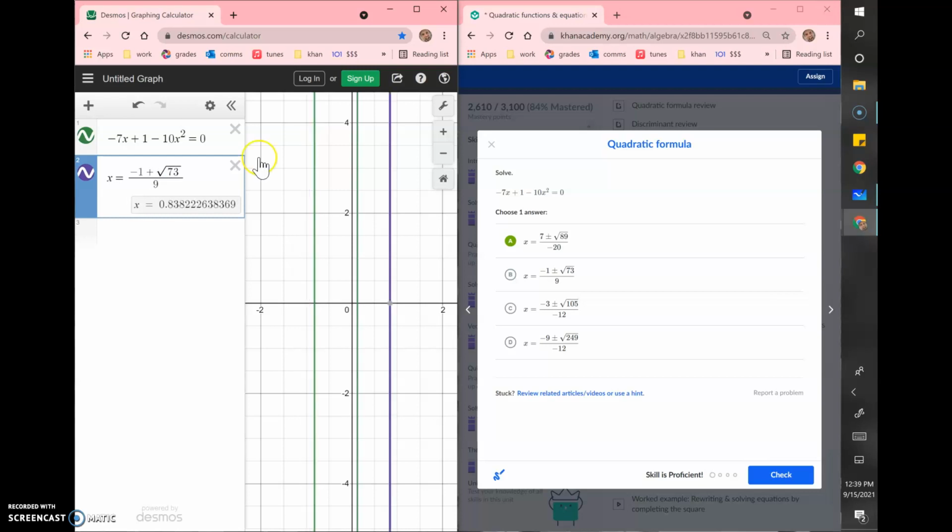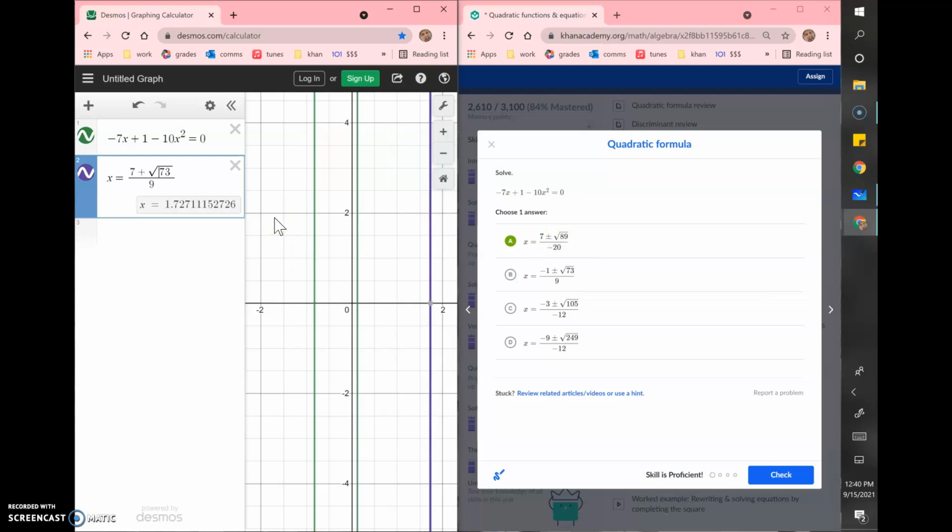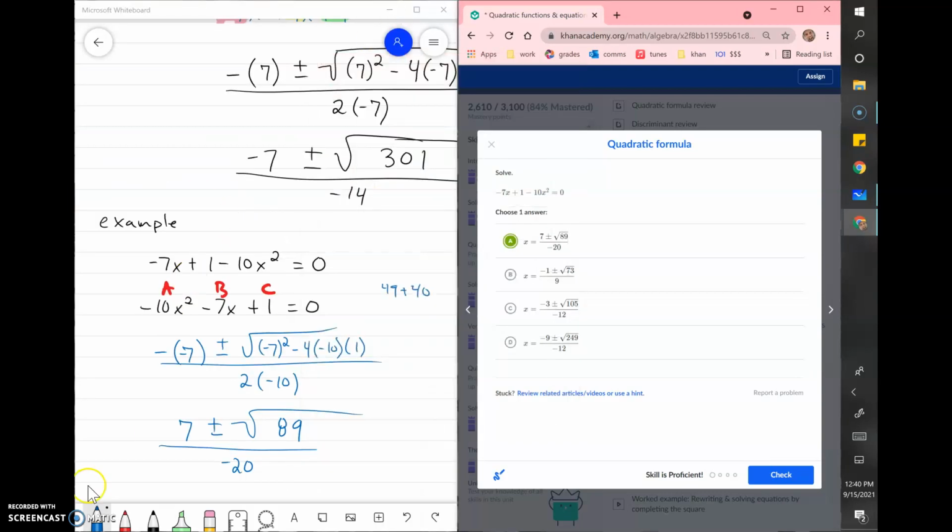So now I'm going to adjust it to the answer that we solved for algebraically. This -1 should be a 7. We'll leave it as a plus. Make this an 89, and make this a -20. And you can see as soon as I type that in, it's matching up with the lower value. And if I change this to a minus, it's going to be matching up with the right. And so that's a double check. If you would like to double check, that would be how you double check.